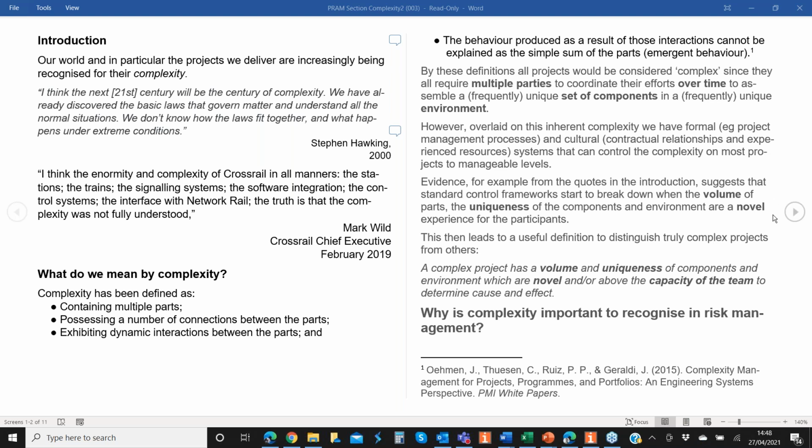The other thing I was going to add, it's Rob again, sorry, is where something being done is unique, or really one of a kind, where there's no information or detail on what's being done, reference classes, etc. Yes, well, that's definitely in there. We've spoken about the volume and uniqueness of components and environment.